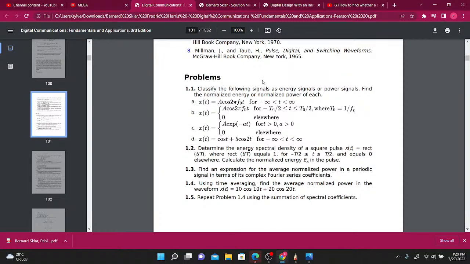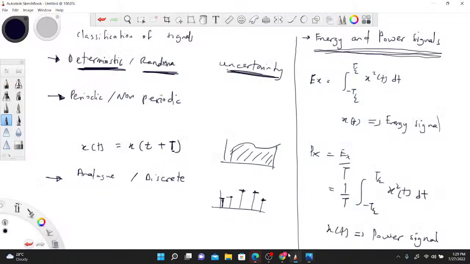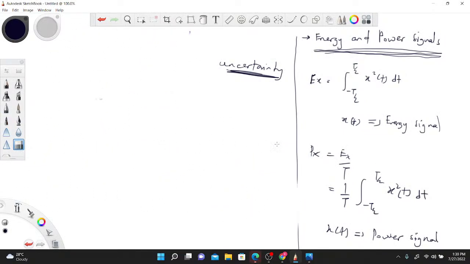We are supposed to classify the following signals as energy signals or power signals. If it's an energy signal, find its normalized energy. If it's a power signal, find its normalized power. So that's what we'll be looking at. Let's take the first one. Now let's see how we can classify them easily. How to identify an energy signal.